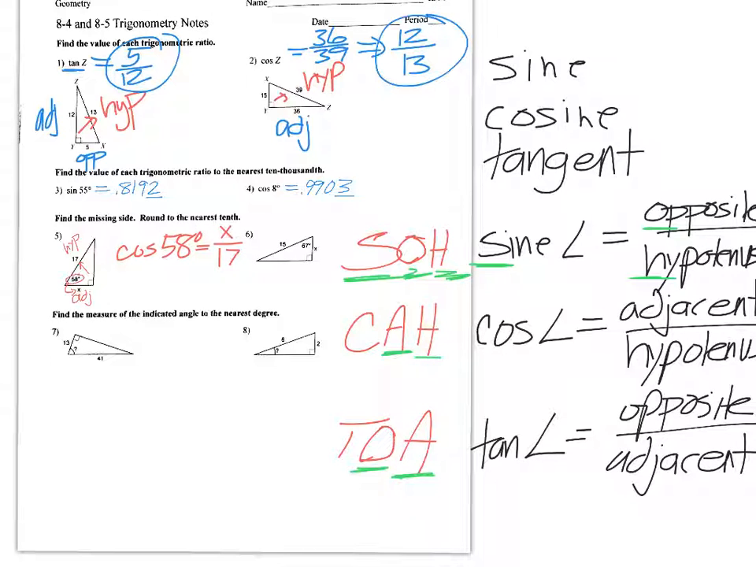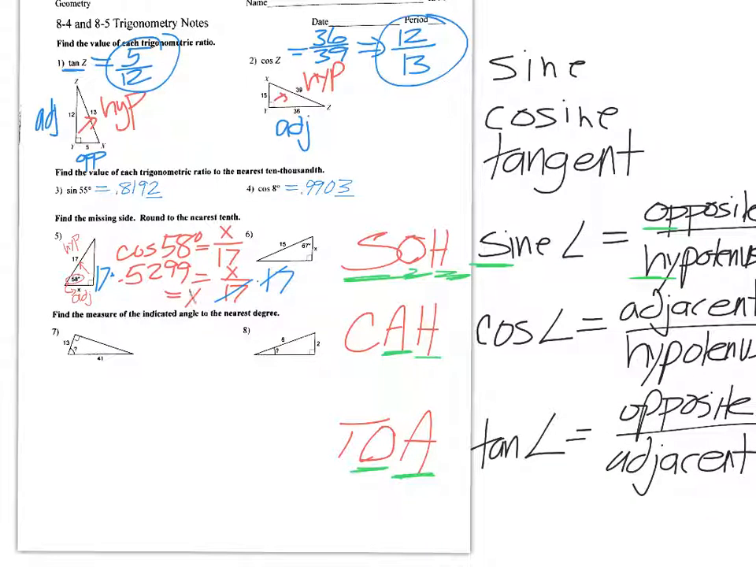Now I'm going to do this on the calculator just like I did up here. So I'm going to type cosine of 58, and then just like in the above problem, I'm going to go to the nearest 10,000. So that's going to be 0.5299 equals x over 17. Now I just solve for x. So I'll multiply both sides by 17. Those cancel.